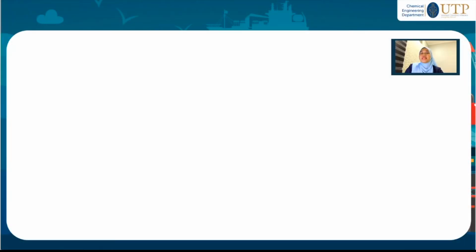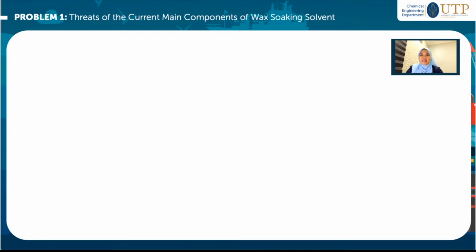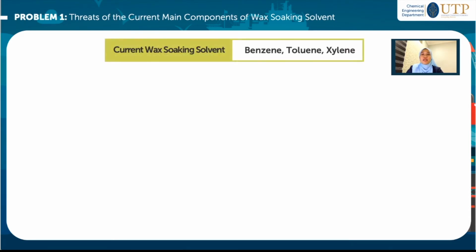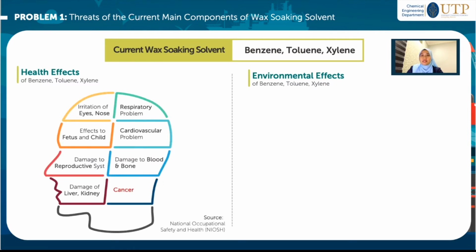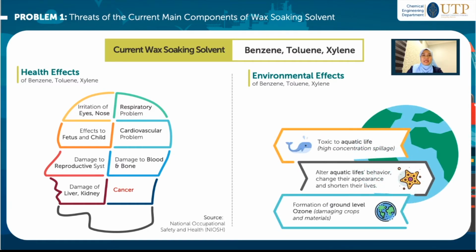There are two major problems in the usage of the current wax soaking solvent. Firstly is the threats of the current main components. Benzene, toluene, and xylene are volatile organic compounds that lead to major effects to the health and environment. Health effects may start as simple as irritation to the eyes and nose, but can also cause human cancer. Aquatic life, crops, and materials are also in danger because of these volatile organic compounds.